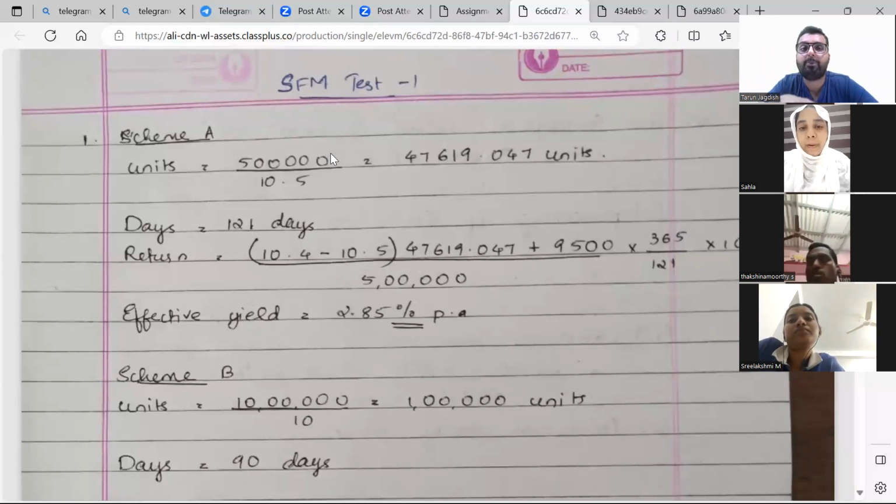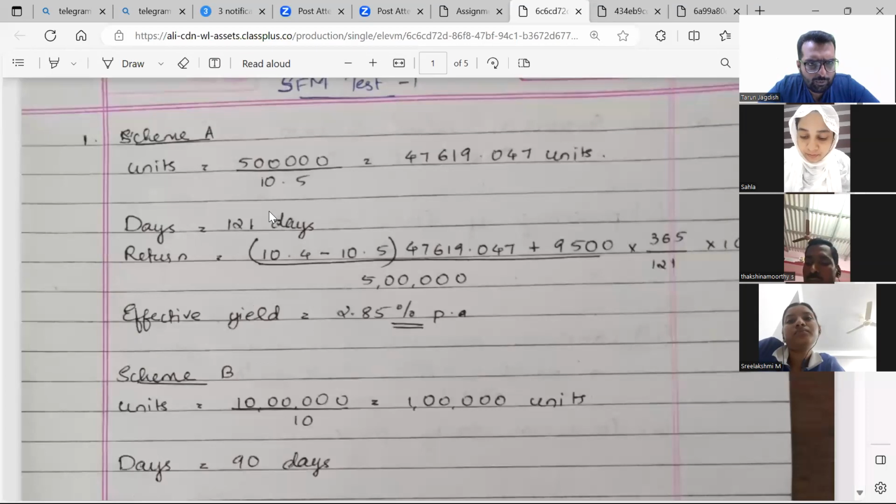Second point, you have written 10.5. What is the 10.5? Is it rupees per unit, or is it something else? So we have to give that also in the presentation. Are you clear? Second thing, you have written 121 days.